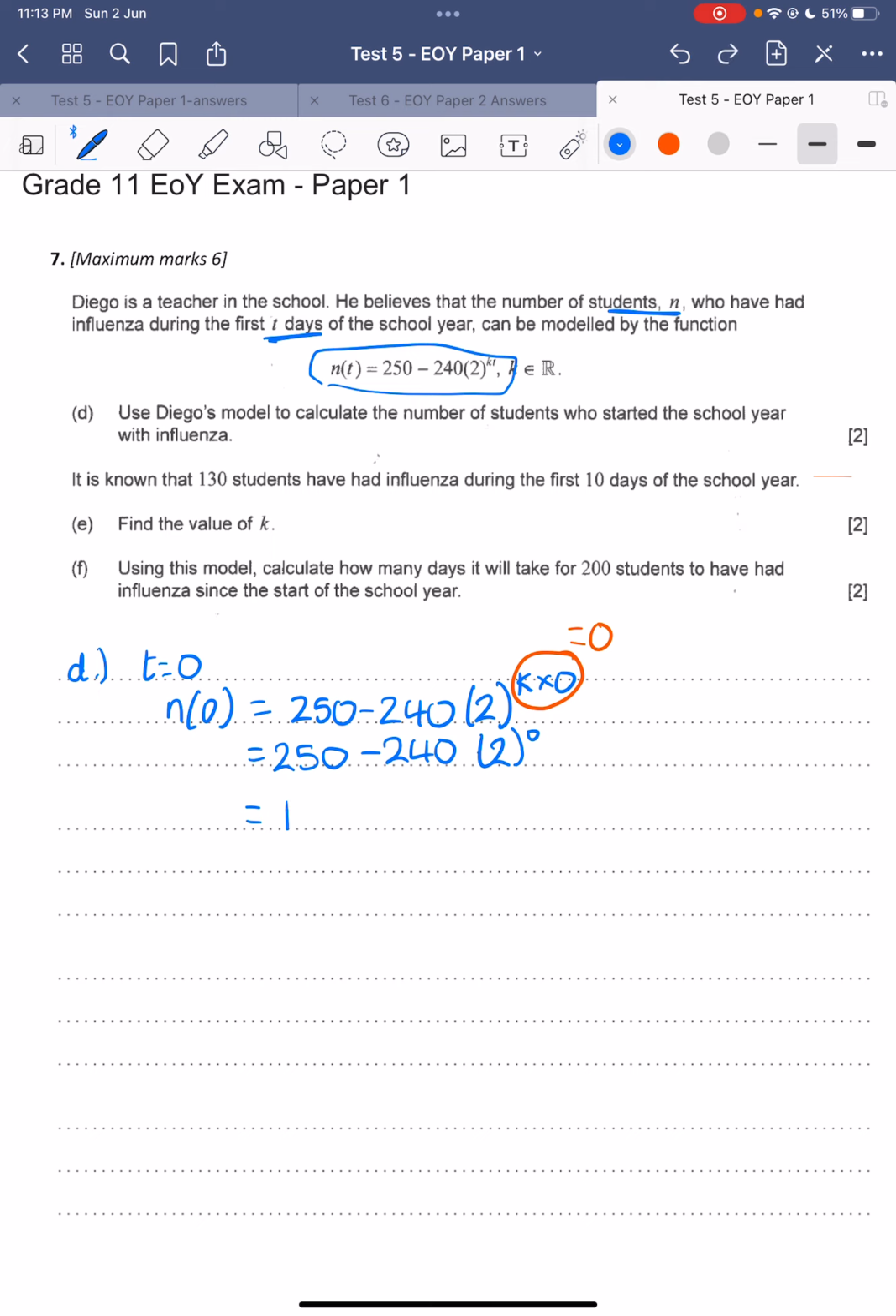So 250 minus 240 is 10. So there are 10 students at the school at time T equals 0 with the flu.